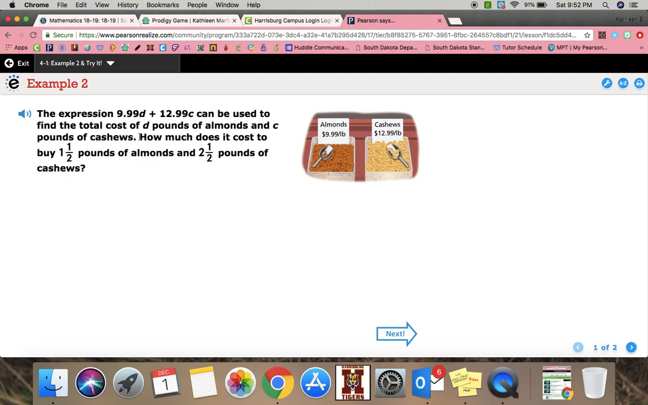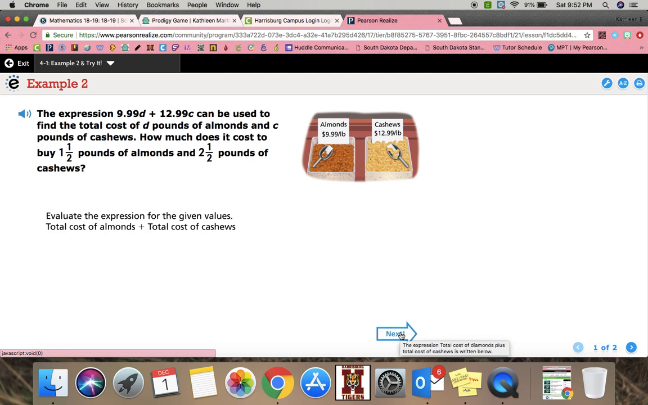Then it goes on to say, how much does it cost to buy 1.5 pounds of almonds and 2.5 pounds of cashews? Okay, so the pounds of almonds occurs more than once. It actually happens 1.5 times, and the pounds of cashews happens more than once. So both of these are going to have a variable. That's why it had a D and a C. Okay, so D goes with almonds and C goes with cashews. So let's see what that looks like here. So the first step is to evaluate the expression for the given values.